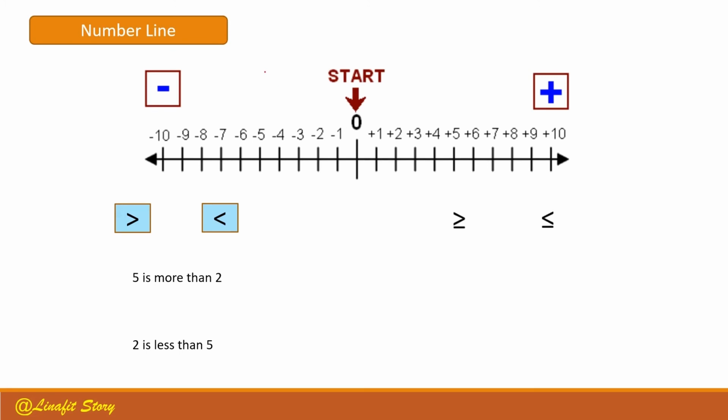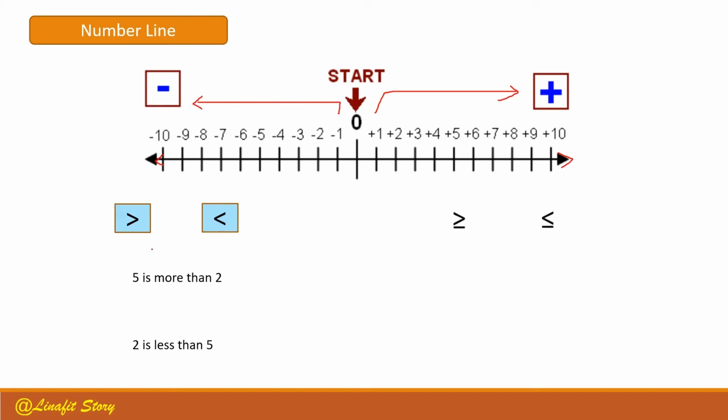Here is a number line. In some countries, the number line is drawn with an arrow at each end to indicate that the line goes on indefinitely in both directions. So over here, you can see that this is the starting point, the 0. On the right side, this is the positive integers, while the left side, this is the negative integers.